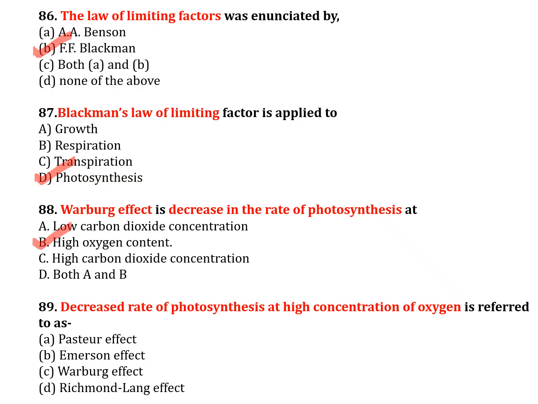The next question, number 89. Decreased rate of photosynthesis at high concentration of oxygen is referred to as option A, Pasteur effect, option B, immersion effect, option C, Warburg effect, option D, Richmond-Lang effect. Correct answer is option C, Warburg's effect.